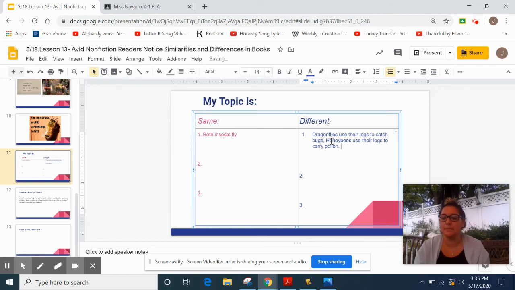Now, if you choose a topic of sharks, all your books are going to be about sharks. But one book might be similar because both books talk about great white sharks. A difference might be that one book tells you what sharks eat and the other book doesn't tell you anything about what sharks eat. So even if you're studying one animal, you can still find the similarities and differences between your books.